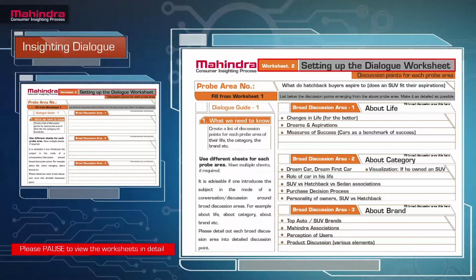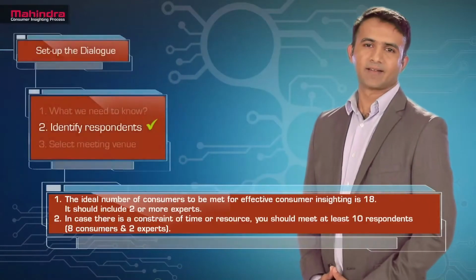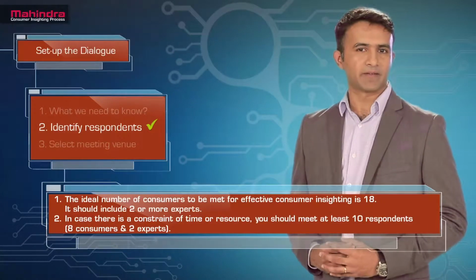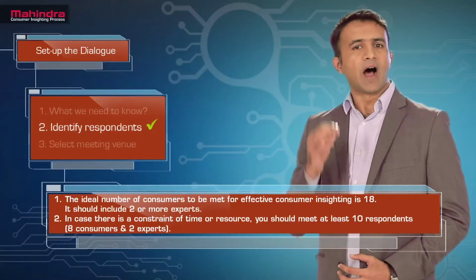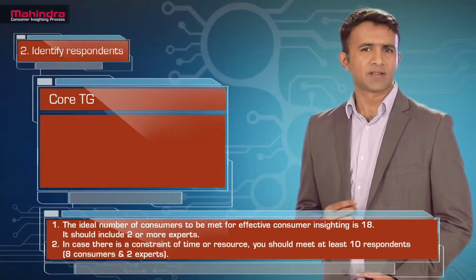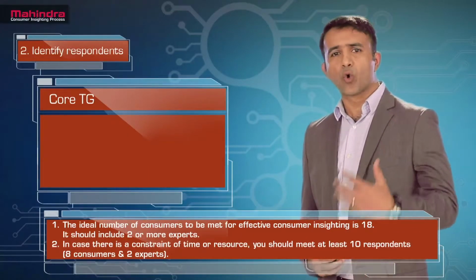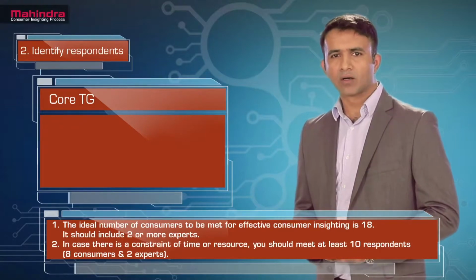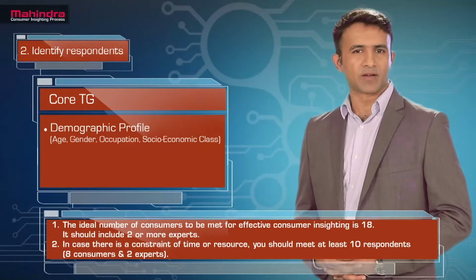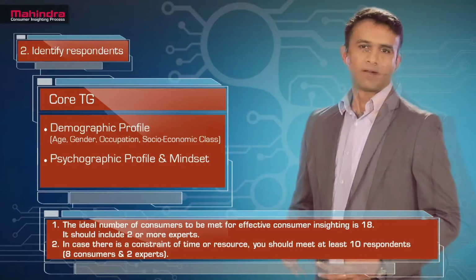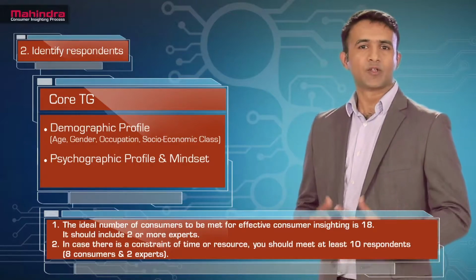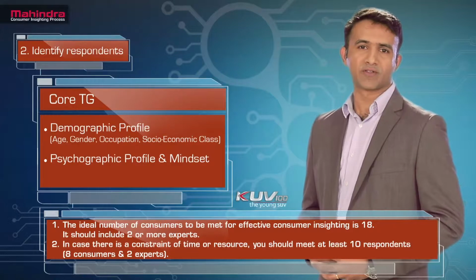Our next target is to identify our respondent base. It is most effective if we can objectively define our target audience base for our inciting exercise. For instance, the first classification of our core TG can always be drawn on the basis of demographic information. We can also resort to psychographic profiles. Let us now use demographic and psychographic profiles to identify KUV 100 consumers.